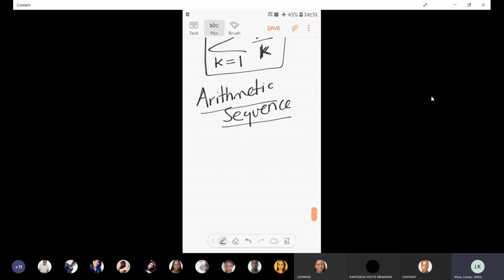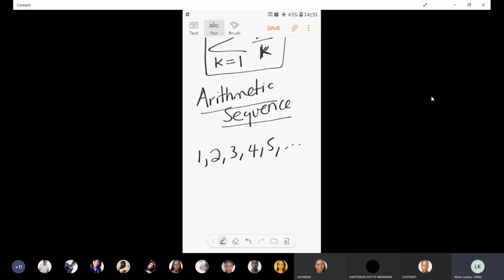An example of an arithmetic sequence is this one here: 1, 2, 3, 4, 5, and then it goes on. I'm sure if I asked you to guess, you'd be able to tell me that the next number after 5 is 6. I could ask you what is the 10th number in the sequence. You'll tell me it's 10, and so on.